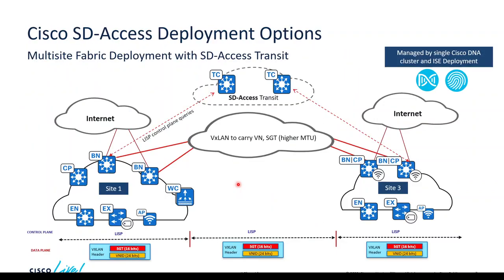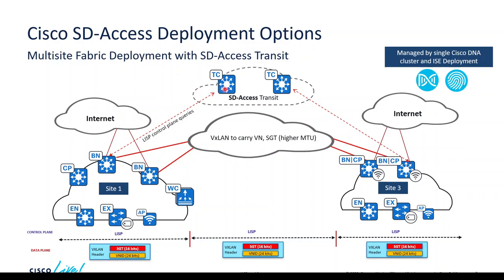On the SD-Access transit side of things, you have your multiple sites that are interconnected by some kind of traditional WAN, DMVPN, dark fiber, and so on and so forth. And you need to make sure that the MTU is accounted for when you deploy SD-Access transit.